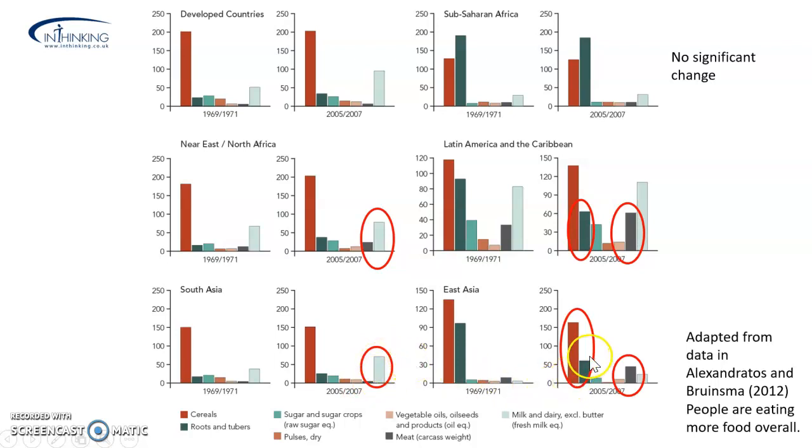And in East Asia, we see that significant fall, look, in roots and tubers, and actually in cereals too, and an increase in meat consumption being very, very dominant. Look at the increase in dairy products in East Asia as well. So real increases there in animal products.